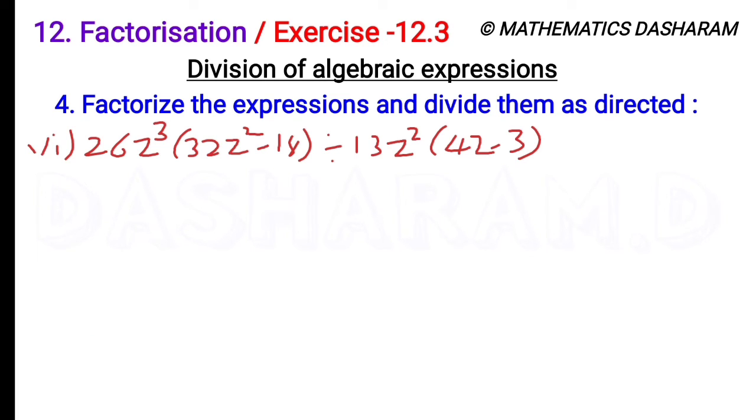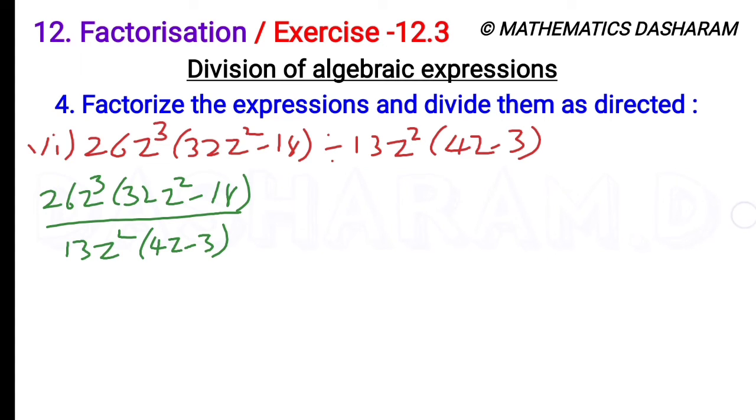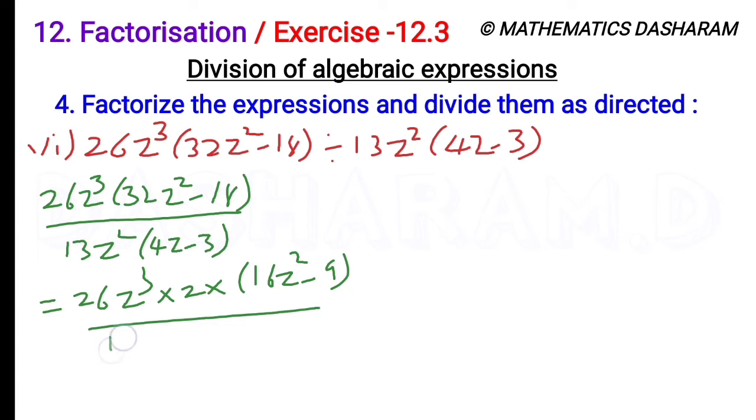Sixth question, 26z cube bracket of 32z square minus 18 divided by 13z square into 4z minus 3. So it equals 26z cube. From this we can take 8 common. Sorry, not 8, only 2 common. So 2 into bracket of 16z square minus 9 by 13z square into 4z minus 3.